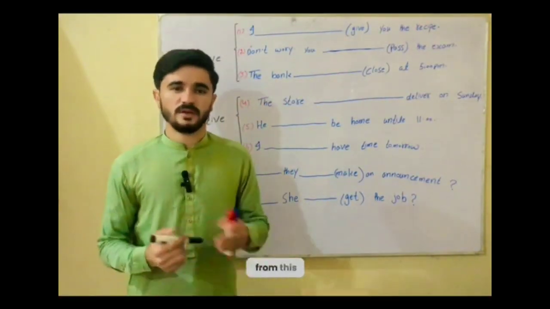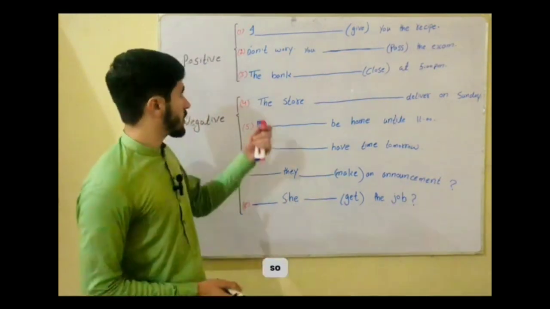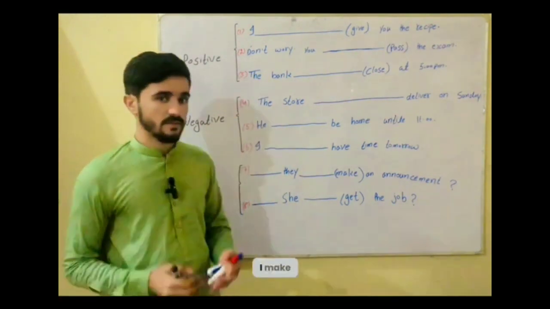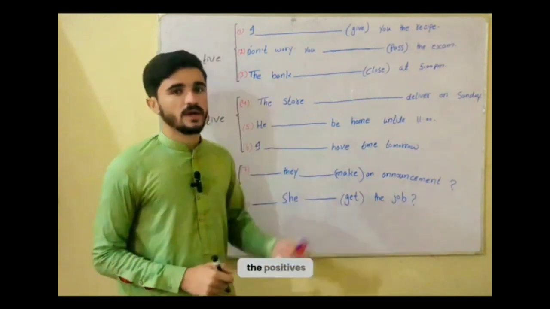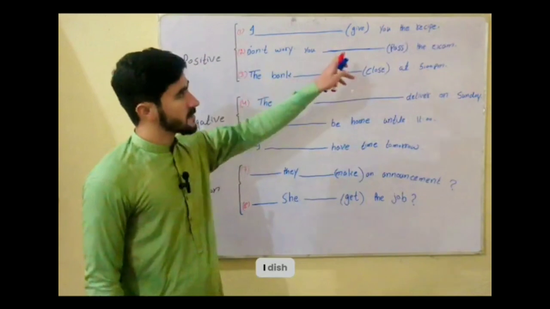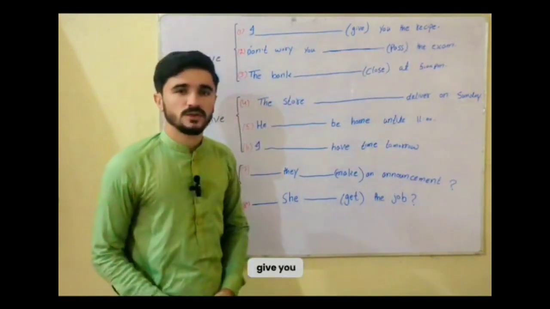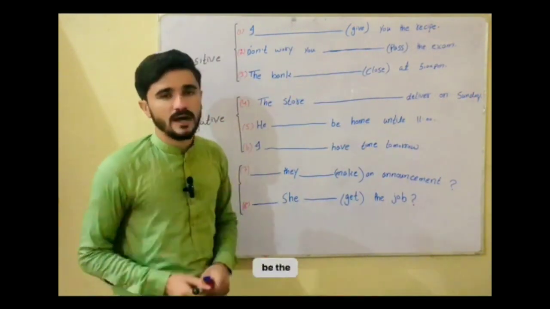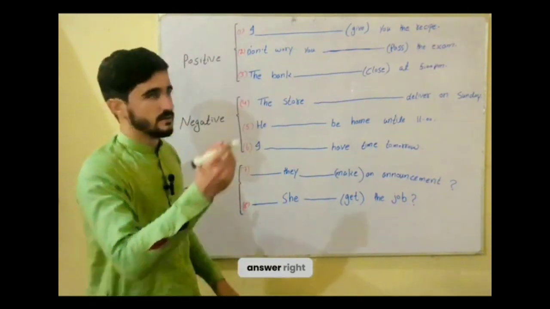Okay, alright, let's practice. What did you learn from this lesson? I make sentences, and the first one I make is three positive sentences. So let's begin. I will give you the recipe. So what will be the answer? Right.